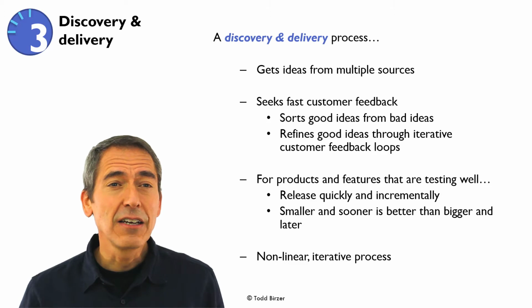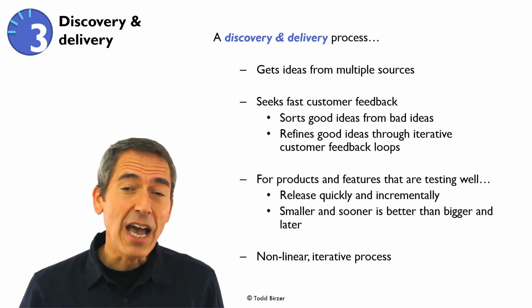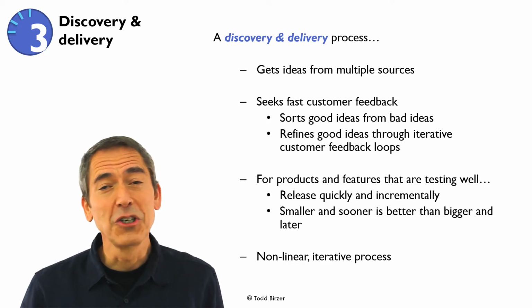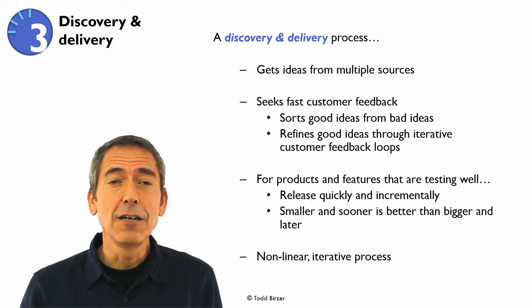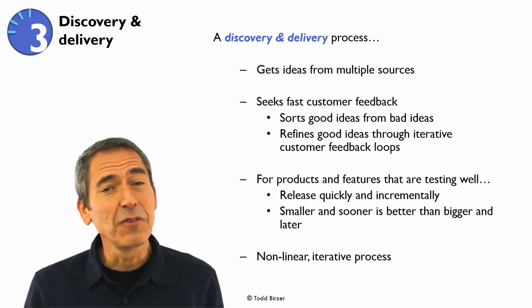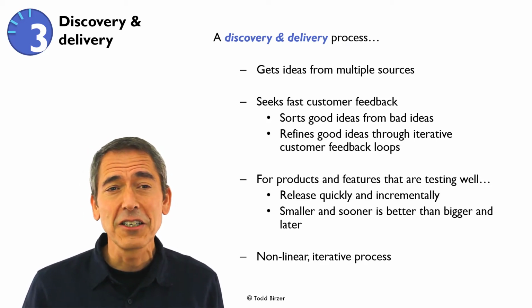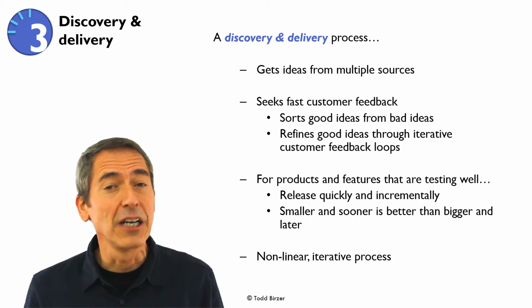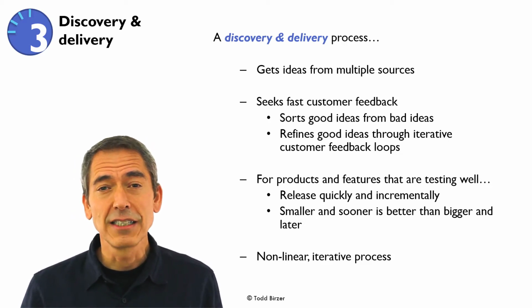The discovery and delivery process gets ideas from multiple sources. It seeks fast customer feedback. It sorts good ideas from bad ideas, and it refines the good ideas in iterative customer feedback loops. So for products and features that are testing well, we release these incrementally and quickly out to the market. Smaller and sooner is better than bigger and later. So this is a non-linear iterative process.